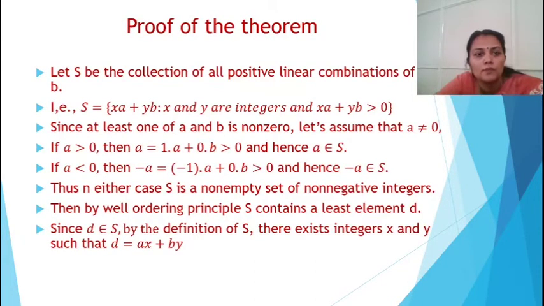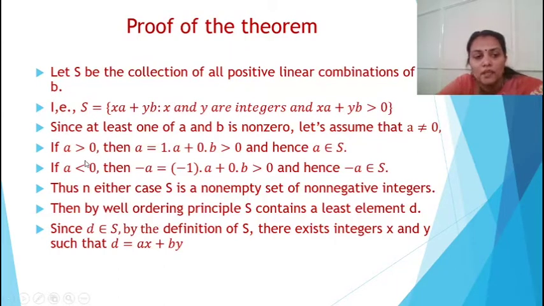Proof of the theorem. Let S be the collection of all positive linear combinations of A and B. That is, we could write S as the set of xA plus yB such that x and y are integers and xA plus yB is greater than 0. At least one of A and B is not 0, so we can assume that A is not equal to 0. Now it can be positive or negative.